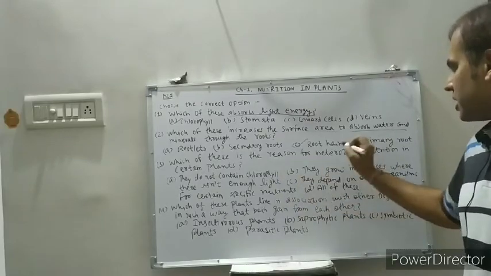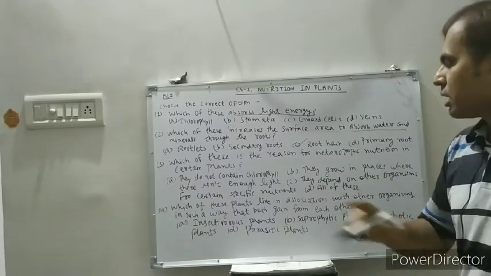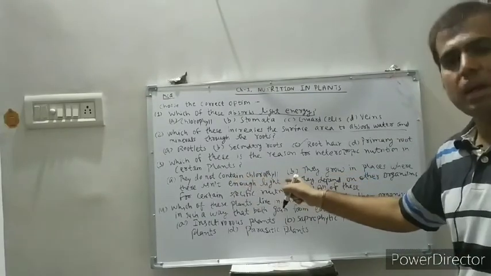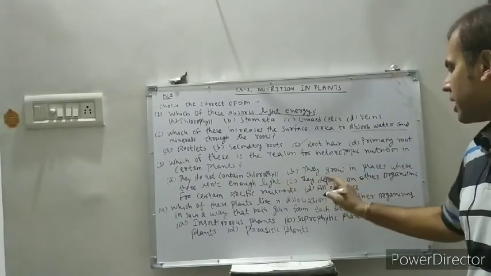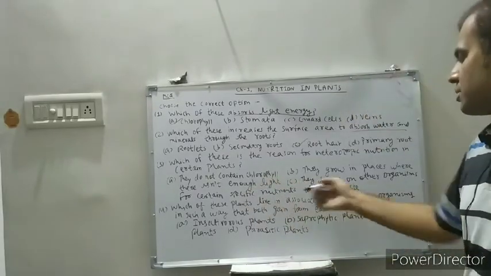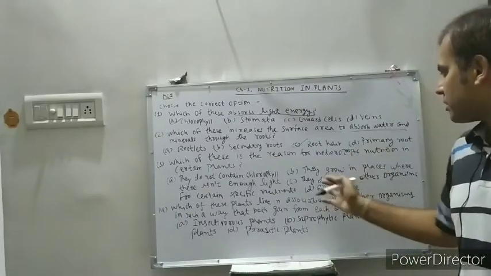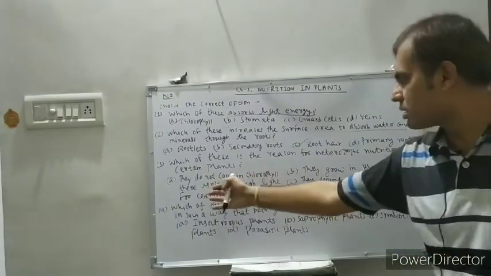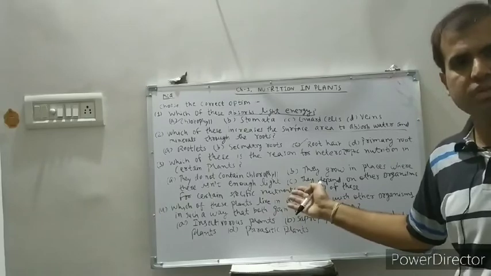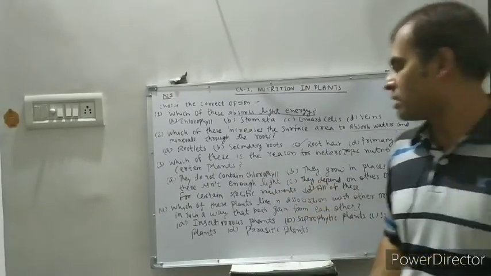So the heterotrophic plants grow in places where there is not enough light energy, and they depend on other organisms for certain specific nutrients. This is the definition of a heterotrophic plant. So here, all of these are the correct answer.